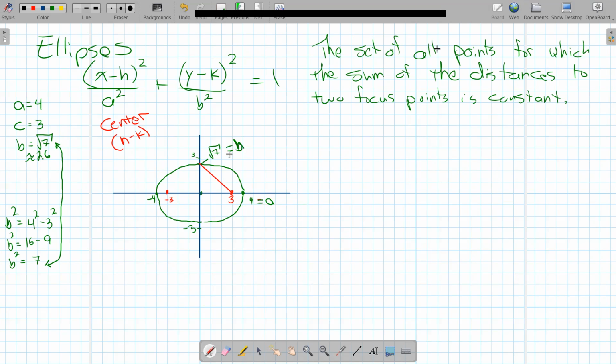And so then any point I pick here, so I'm just going to pick some other point, x, y, the ellipse is the set of all points for which the sum of the distances to the focus points is constant. So here's a point on the ellipse, right? That's my set of all points, the ellipse. And I say these are my focus points, the -3 and 3.